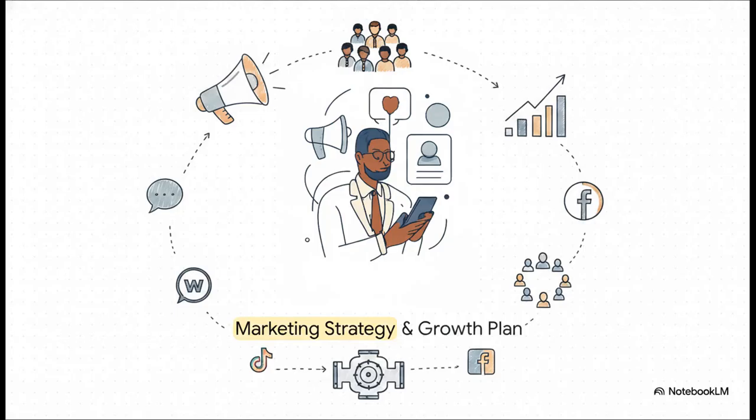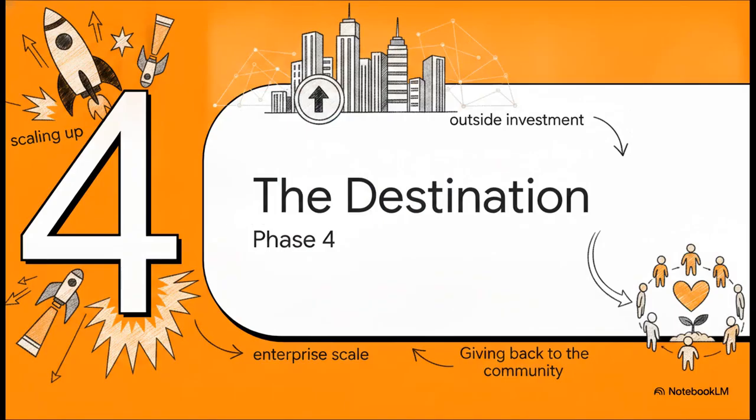To keep that engine roaring forward, you're going to need a solid marketing strategy and clear 12-month goals. How are you going to build awareness? You have to identify the specific channels you'll use. Are you going heavy on WhatsApp, blowing up on TikTok, running Facebook ads, or maybe leveraging local community associations? This strategy is the exact playbook that will allow you to hit your target customer numbers and crush your 12-month annual revenue goals. And finally, we arrive at phase 4, the destination.